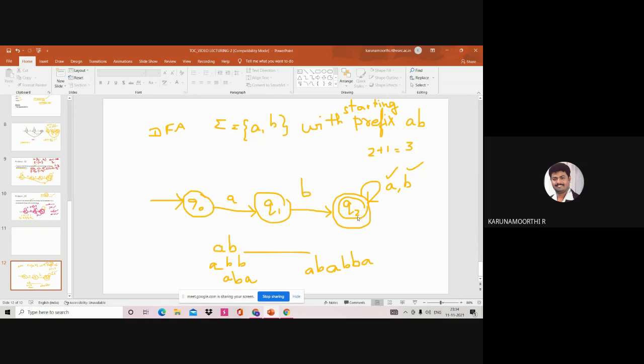So in the next session, we will see how to construct the NFA and how we are going to convert the NFA to DFA using subset construction.